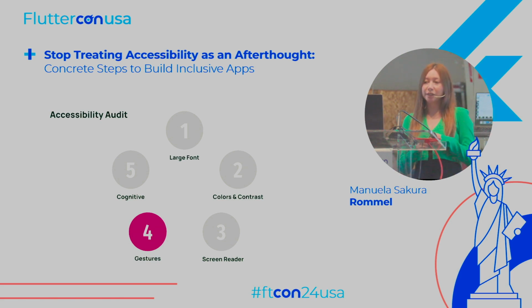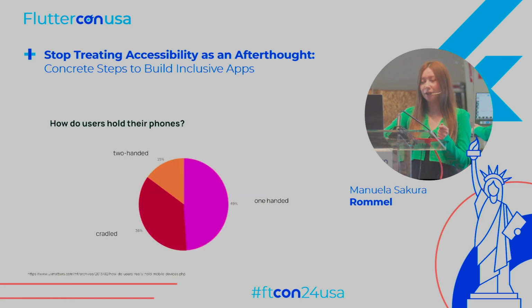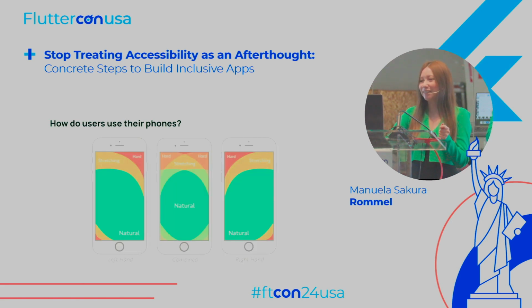The next point in our audit are gestures. So now think of how you are holding your phone. A lot of people are used to holding their phone in one hand. Then there's also two-handed usage and also cradled. And depending on how you hold your phone, you have a different thumb reachability. That's why you see the floating action button always on the bottom right and not somewhere else on the top or something. So it makes sense that you have all the important content in the green area of your app.